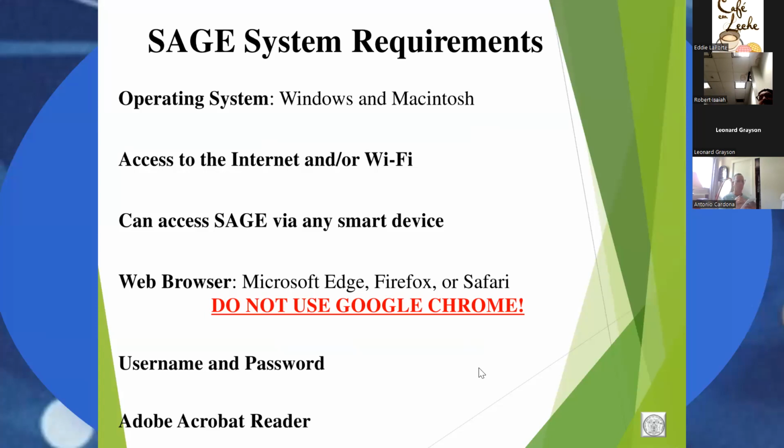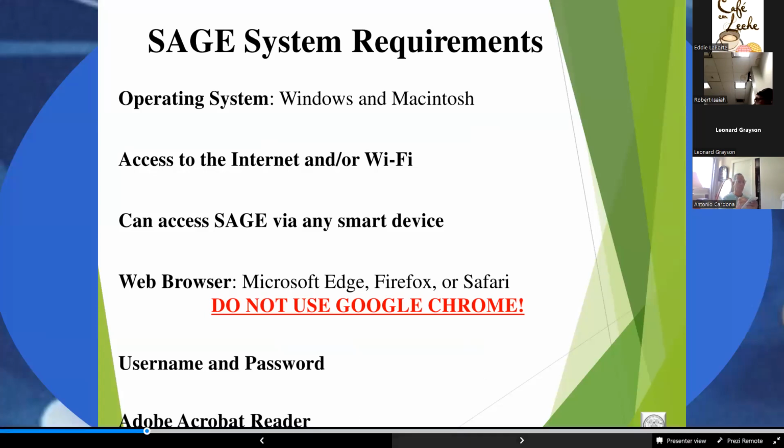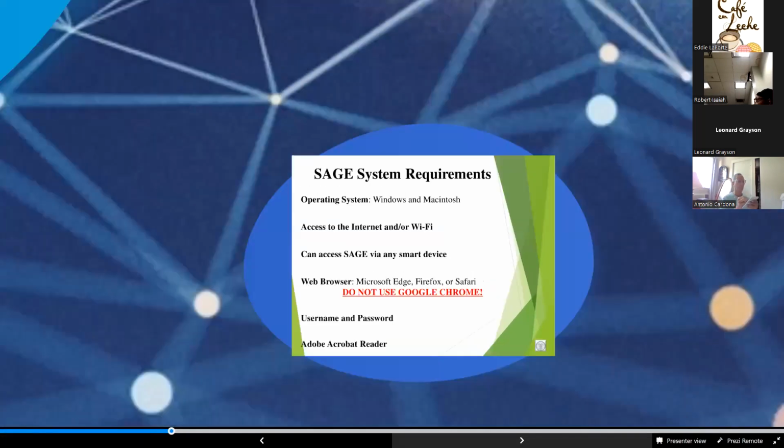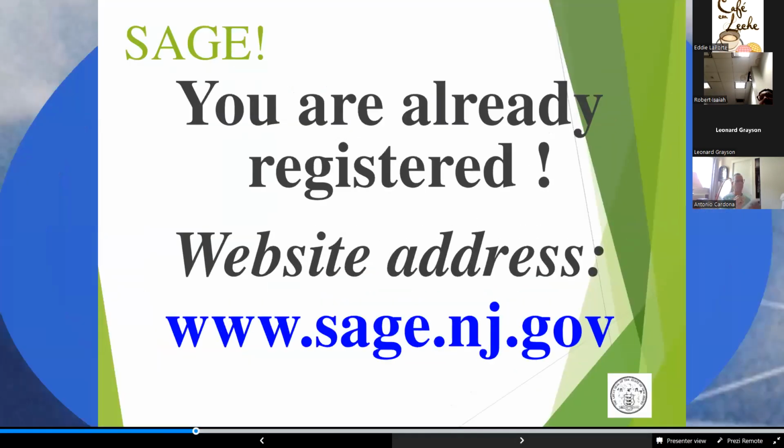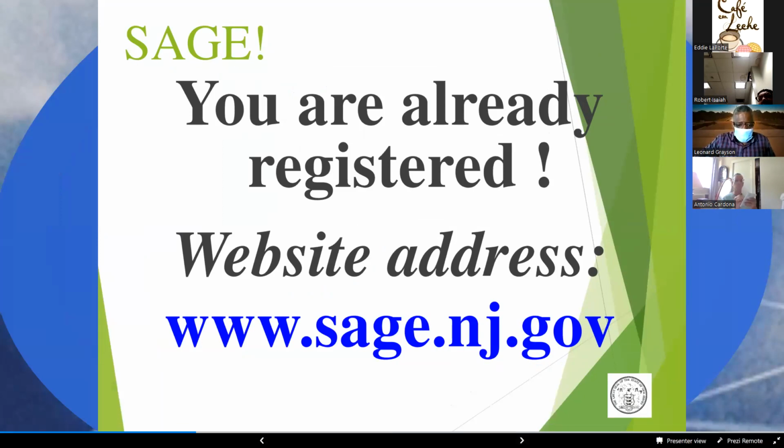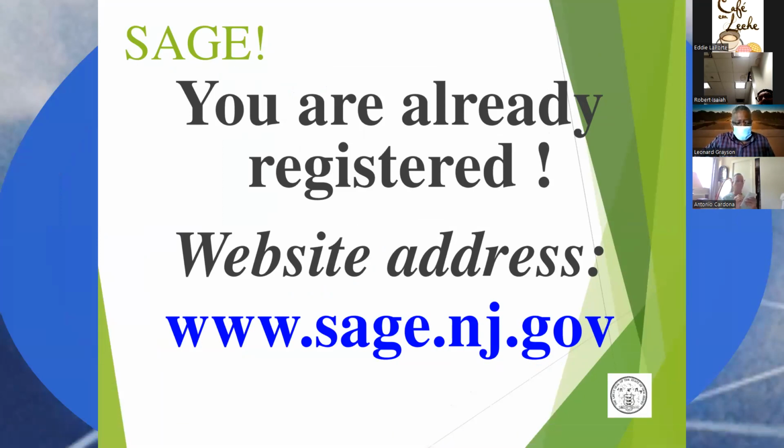Everybody was emailed their username and passwords specific to you guys. And you must have Adobe Acrobat Reader in order to access certain documents for you to review. All right. So you are all registered into SAGE. The website is www.sage.nj.gov. That's www.sage.nj.gov.